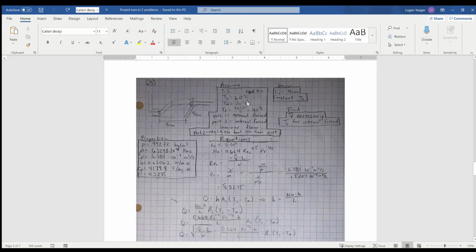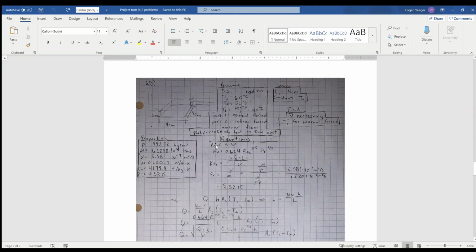And so we assume 60, T infinity is going to be 20, and so the film temperature is going to be 40 degrees Celsius. For part 1, we're going to assume external flow, and this Q is going to be 250 watts. Part 2 is going to be internal flow, and that Q is going to be 50 watts, just because I was getting unreasonable answers. And this feeds into evaluating the flat plate assumption. We assume it's laminar flow because it's such low velocity, and for part 2, negligible heat loss from the duct itself. So we pull these properties for the film temperature.